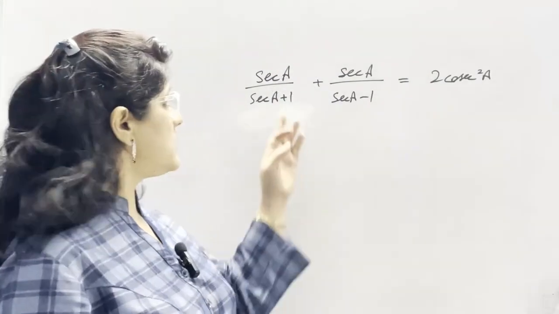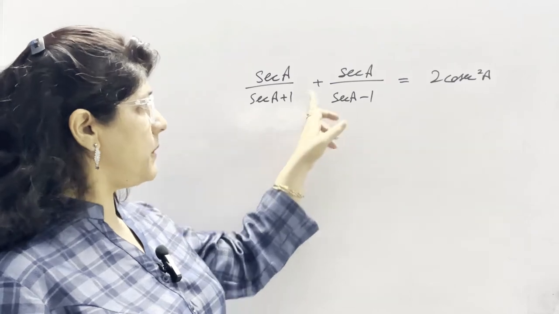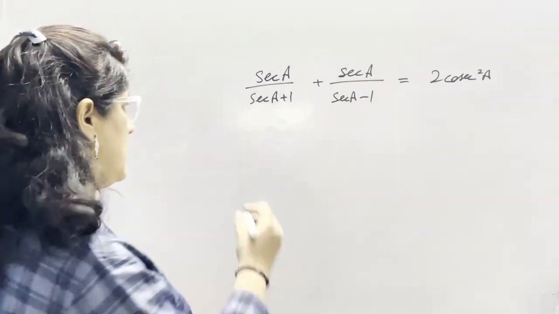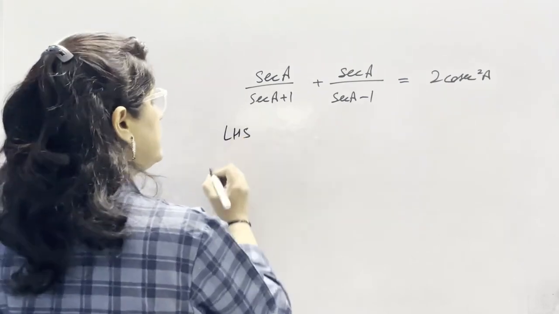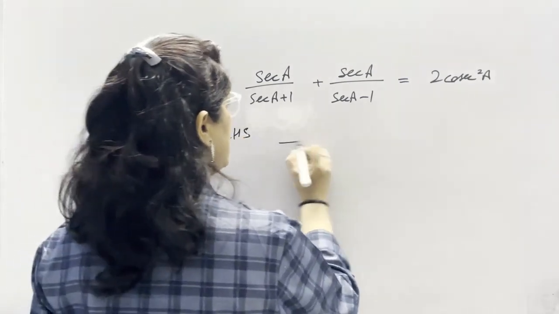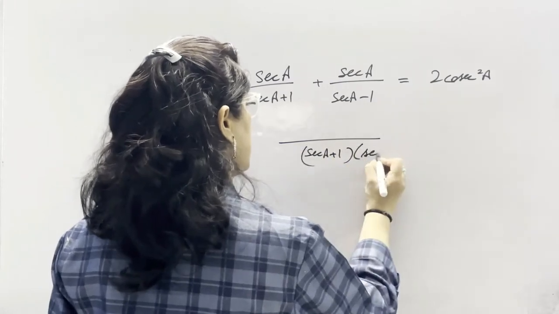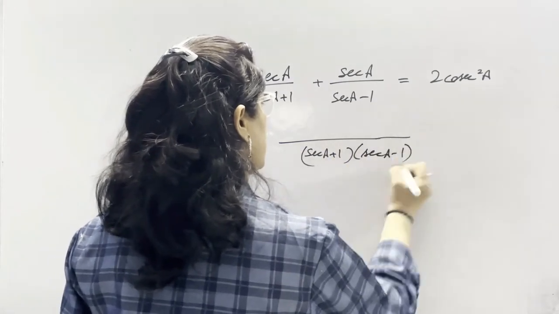Our next question is sec A upon (sec A plus 1) plus sec A upon (sec A minus 1) is equal to 2 cosec square A. Now coming to LHS again. In the denominator, sec A plus 1 and then sec A minus 1.